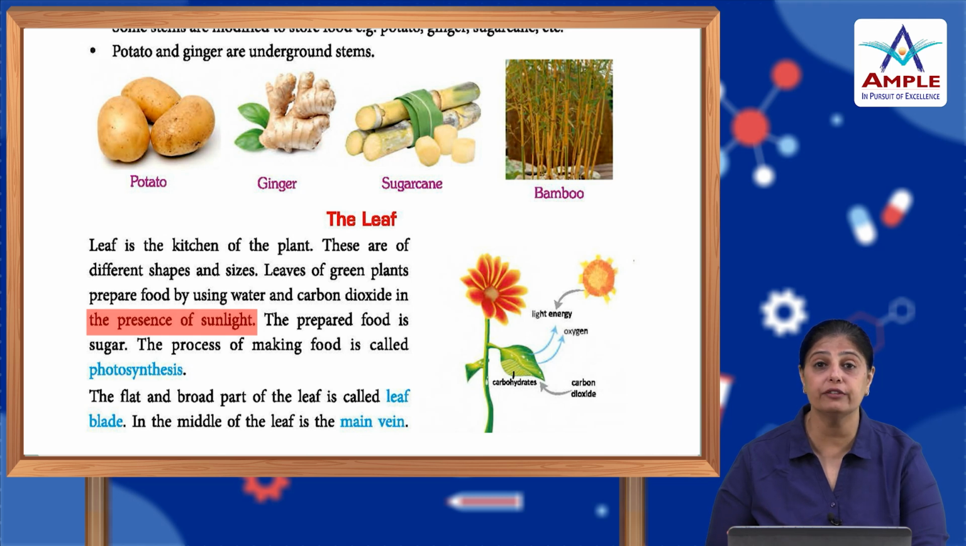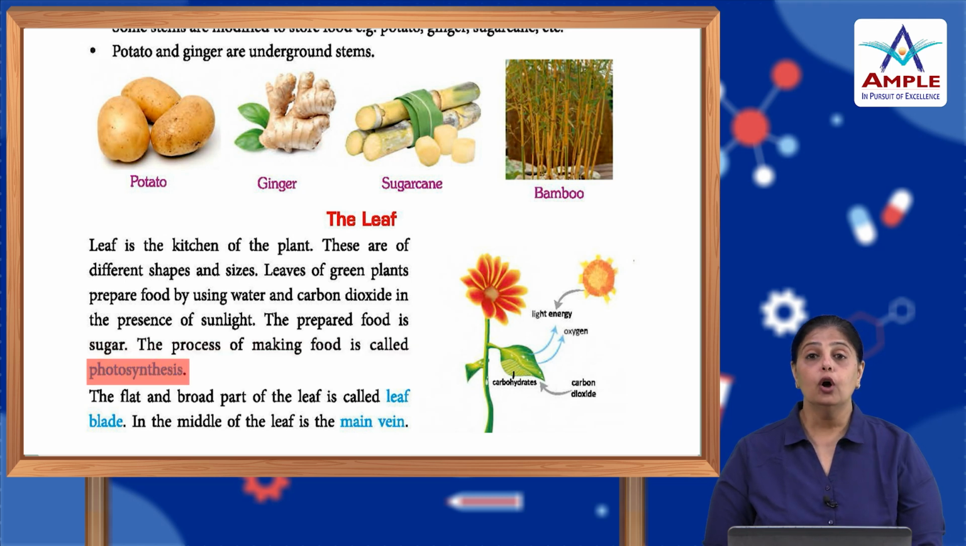This air is the carbon dioxide which is present in the atmosphere. So, water, carbon dioxide and the presence of sunlight are required for the plants to prepare their food. The prepared food is sugar. The process of making food is called photosynthesis.